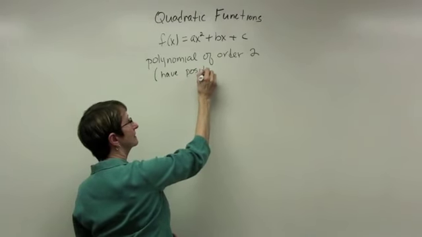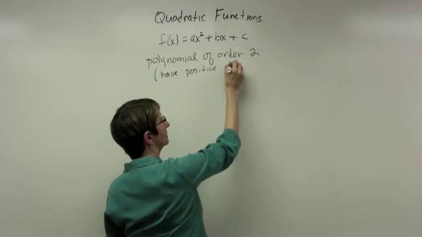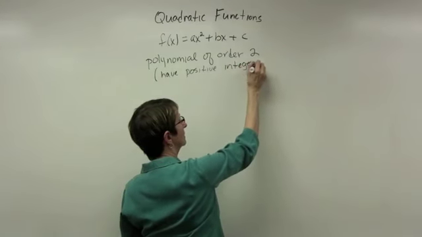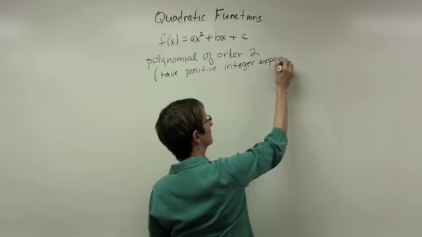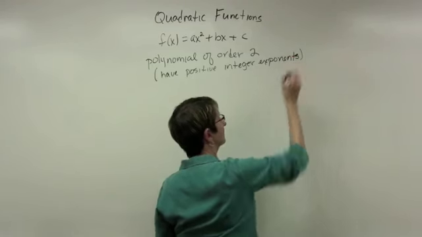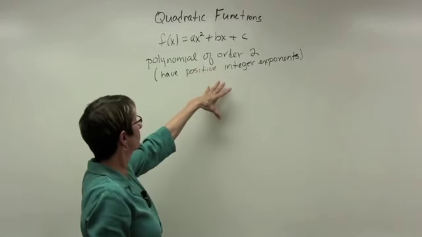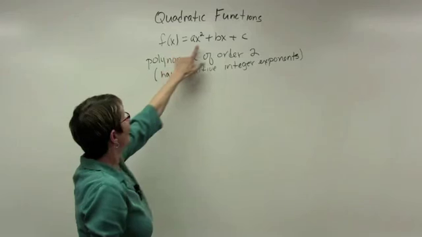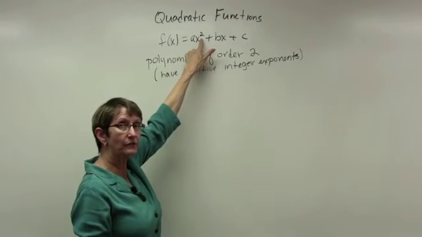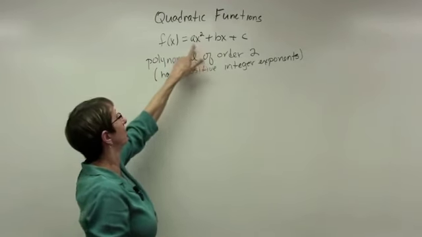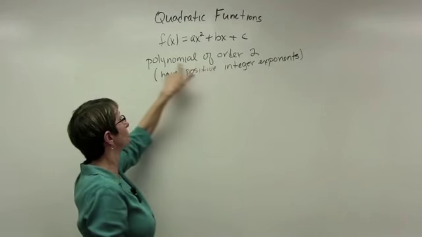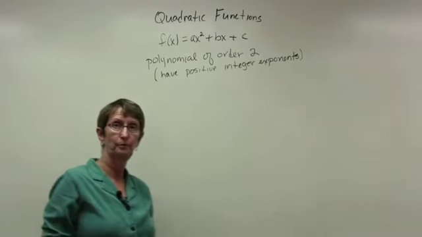Polynomials in general have positive integer exponents. And the order or degree is always the highest power on the variable, which would be x squared, so that's why it's a polynomial of order 2.